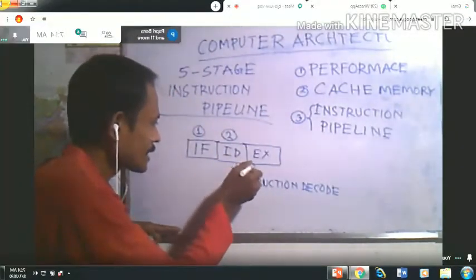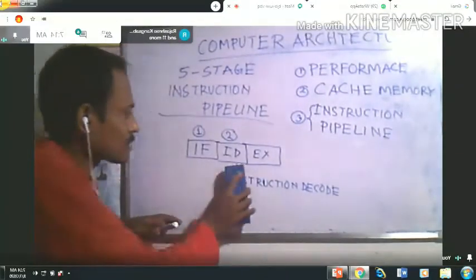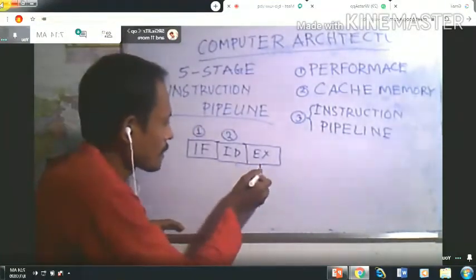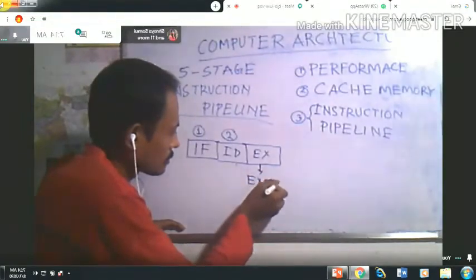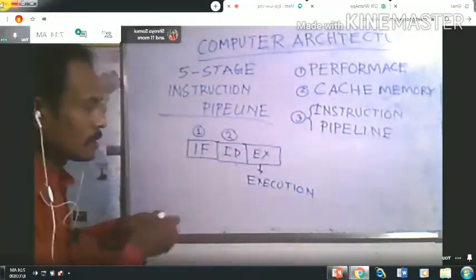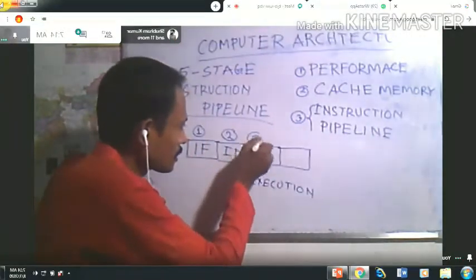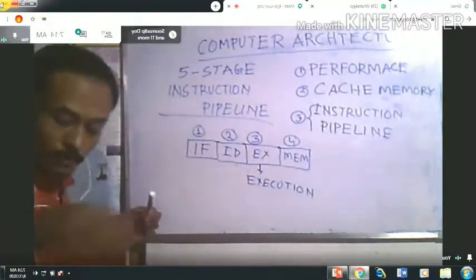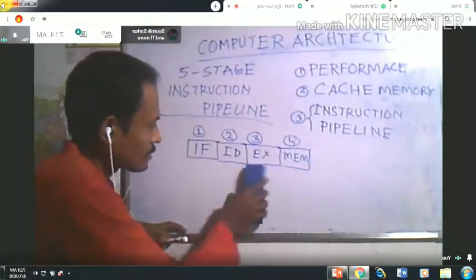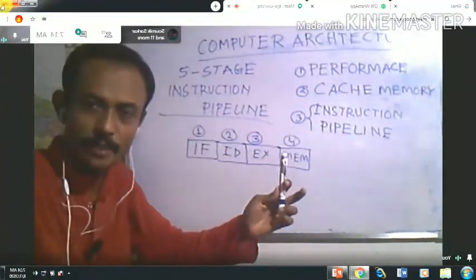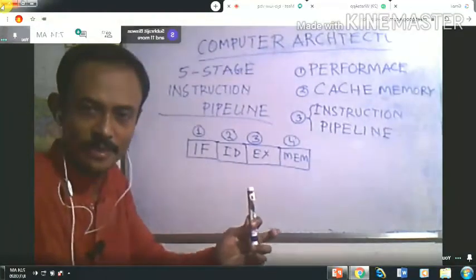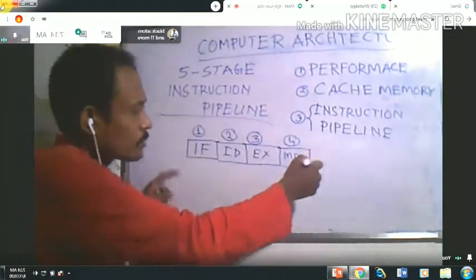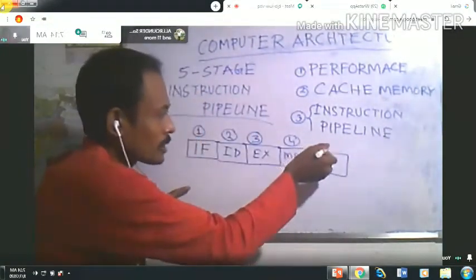The next stage is called execution. Clear? So this is the third stage. The fourth stage is called memory access. That means a whole instruction is executed, and it can be divided into multiple segments. These are called the stages. That's why the whole instruction is divided into 5 different stages, and it is called the 5-stage pipeline.